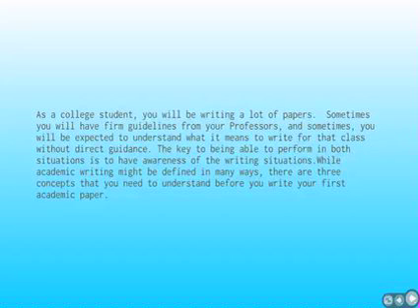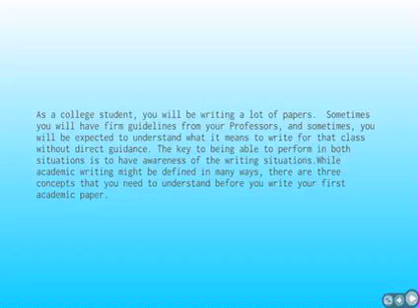The first thing we're going to think about is that you are in college. Therefore, you will be asked to perform and to write papers to demonstrate your knowledge. Sometimes professors will give you templates and guidelines, but sometimes you're going to be expected to understand what it means to write and to demonstrate your knowledge without that direct source of information. The key to being able to perform in both of these situations, guidelines and no guidelines, is to have an awareness of the writing situation.